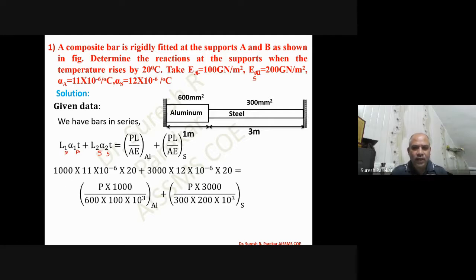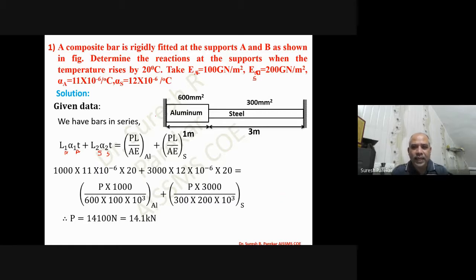So 1000 for aluminum, 11 into 10 raised to minus 6 for aluminum, 20, that is the same for both; 3000 for steel, 12 into 10 raised to minus 6 for steel, into 20, and then PL upon AE. So this is for aluminum, and then we have for steel. If you solve this, we get the value of P, which is 14.1 kilonewton.